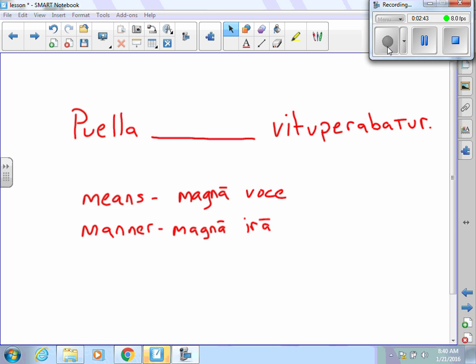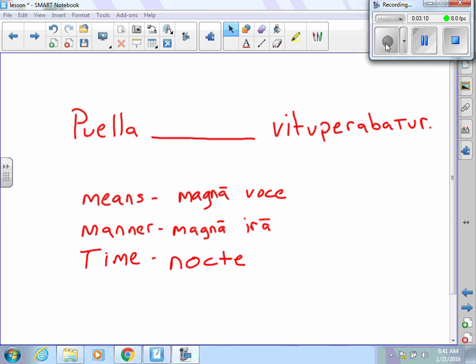If I want to know when something happened, I'm also going to use the ablative. Make sure that you don't use the accusative, because the accusative would tell me for how long. I want to know when exactly, so I would use a word like nocte. So in this case, it would be the girl was chastised at night. If I use noctem, if I use the accusative, it would be the girl was chastised through the night.